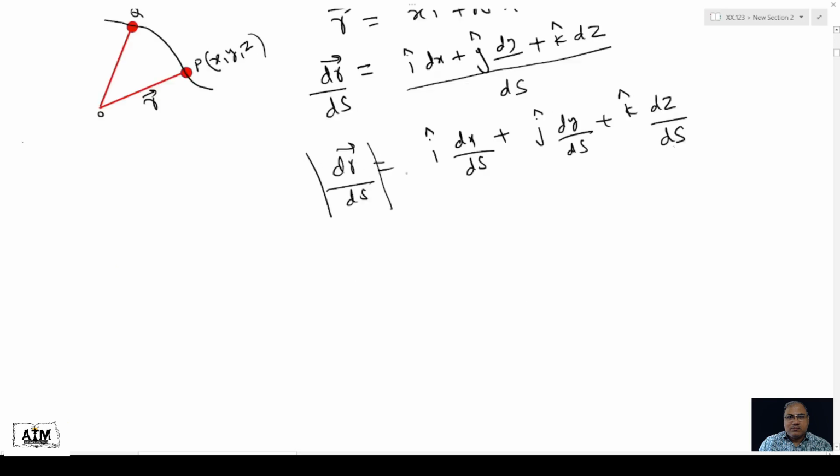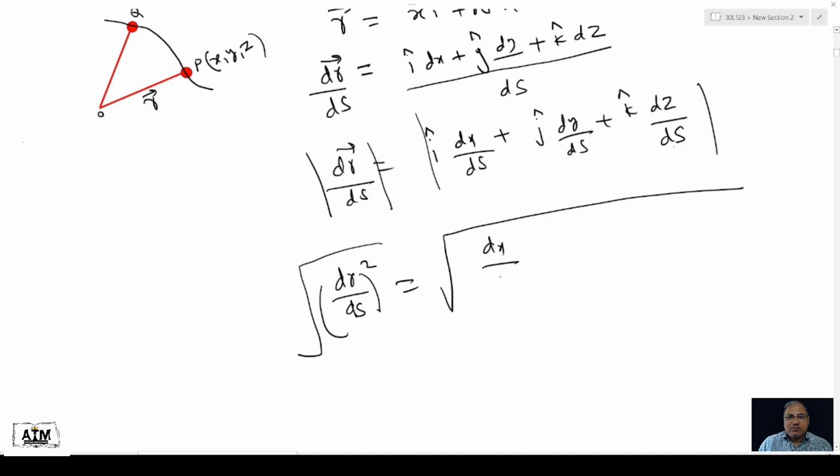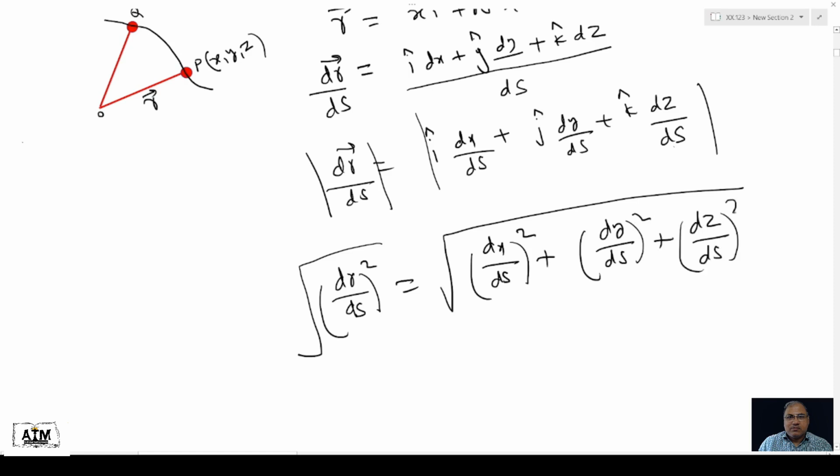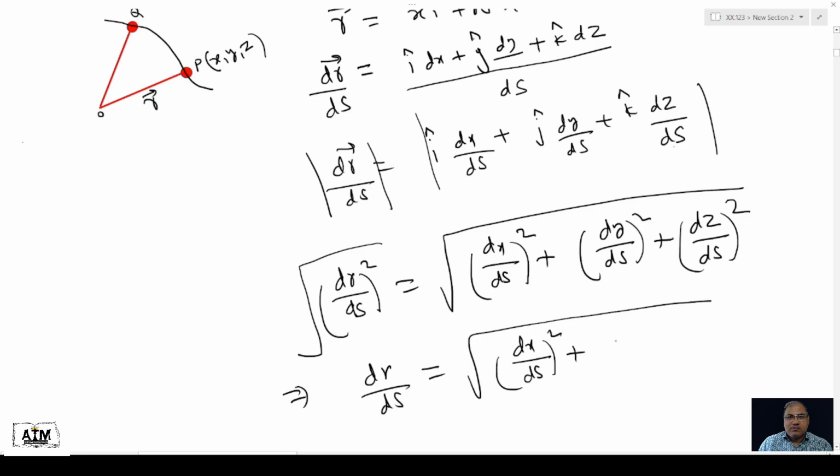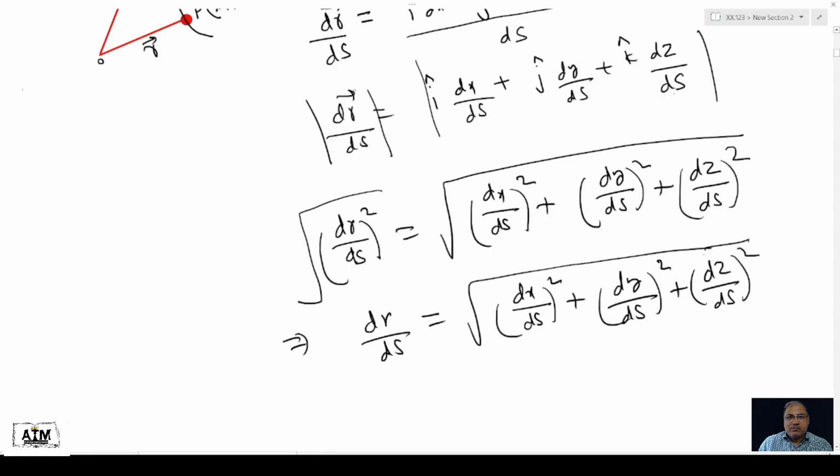Now finding magnitude both sides. So magnitude of dr by ds is nothing but under root of dr by ds whole square, and magnitude of RHS term is under root of dx by ds whole square plus dy by ds whole square plus dz by ds whole square, implies magnitude of dr by ds equals to under root of dx by ds whole square plus dy by ds whole square plus dz by ds whole square, where vector dr by ds, this is nothing but tangent vector.